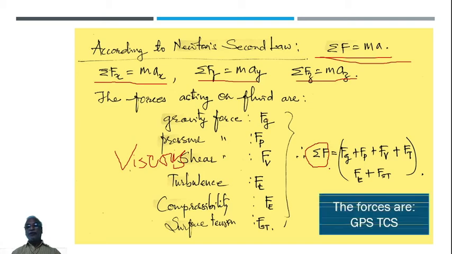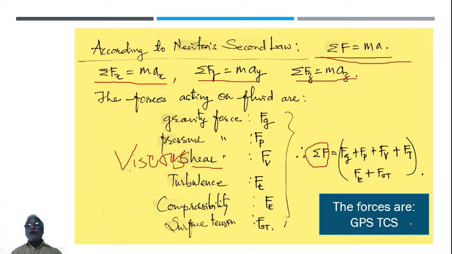Now to remember the forces, you can take the first letters: GPS, because it is a shear force, so GPS, and then TCS, turbulence, compressibility, and then surface tension. So fluid forces can be GPS and TCS. Gravitational force, pressure force, shear forces, preferably called viscous forces. Then we have turbulence, compressibility, and surface tension. Okay, these are the forces.